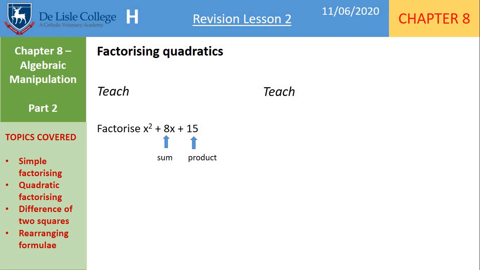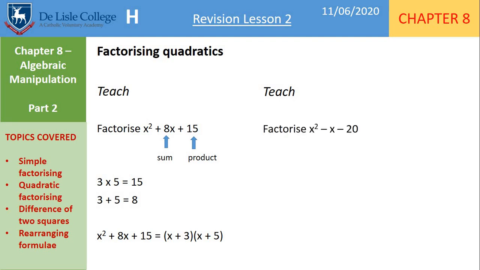So it's always easier to start with the 15. Think of the factors of 15 and see which of those add up to 8. In this case, we've got 3 times 5 is 15 and 3 plus 5 is 8, meaning 3 and 5 will be the numbers in the brackets. So we're going to have x plus 3 and x plus 5. The order of the brackets doesn't matter. We could have written x plus 5, then x plus 3.